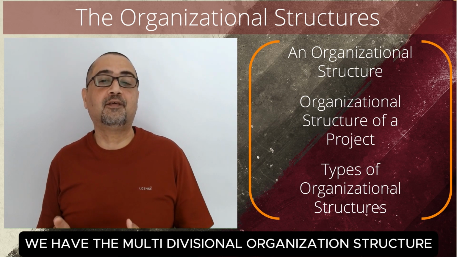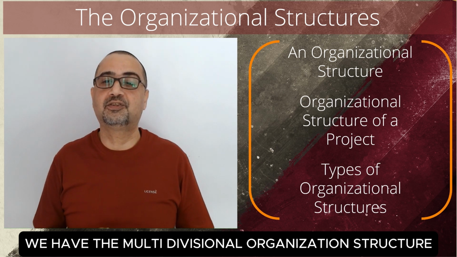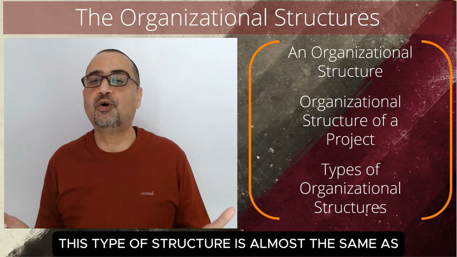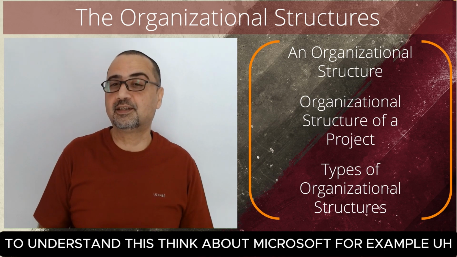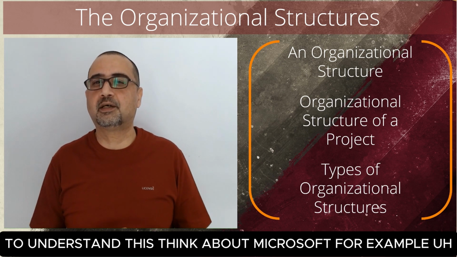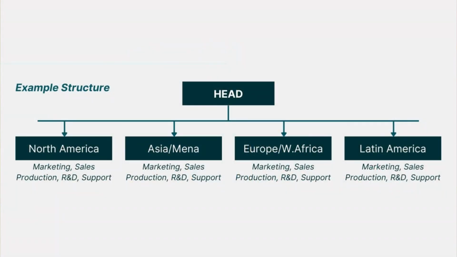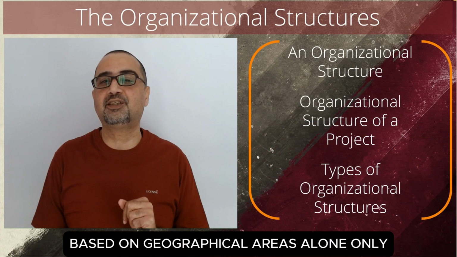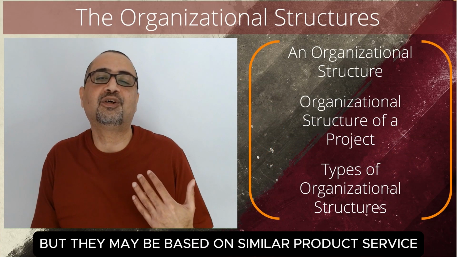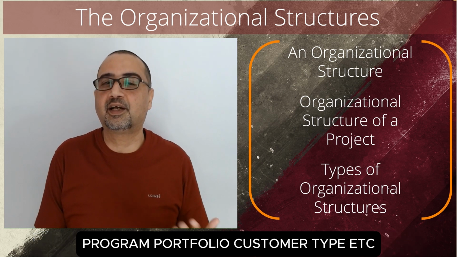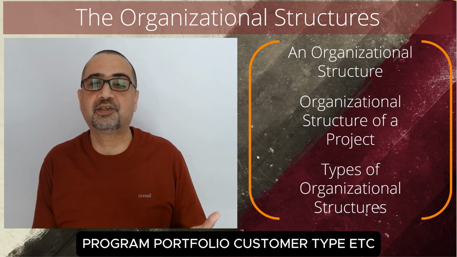Next, we have the multi-divisional organization structure. This type of structure is almost the same as the functional type but less centralized. To understand this, think about Microsoft, for example. We have Microsoft USA, India, Turkey, and so on. They are divided on the basis of geographical area. The regions may not be based on geographical areas alone, but they may be based on similar product, service, program, portfolio, customer type, etc.